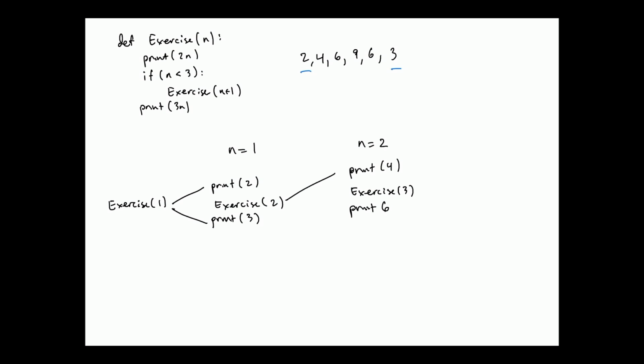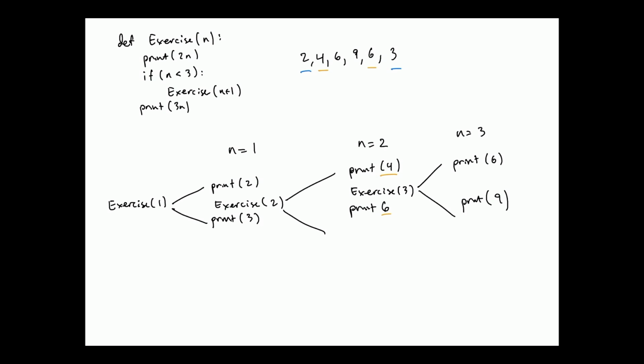Okay, so this also then explains the 4 and the 6, and you see how we're kind of working from the outside in? And this is sort of the oniony kind of structure of recursion. And then finally, if we do exercise of 3, well, the first thing that happens is we print 6, because that's twice 3. And then is 3 less than 3? No, so this is where the recursion will stop. But I will print 3 times n, which is 9.